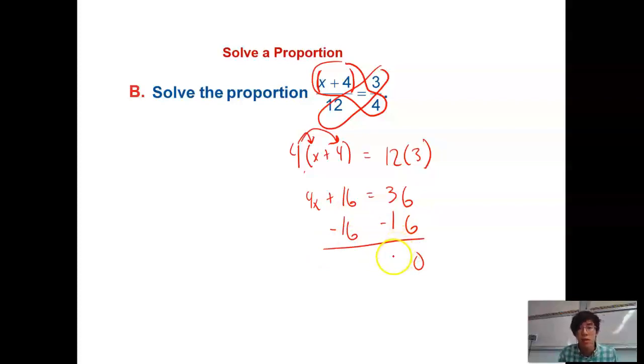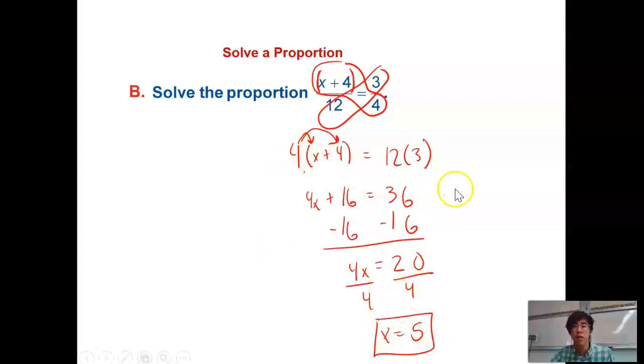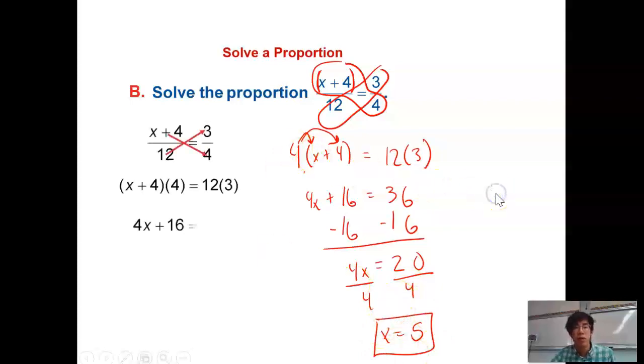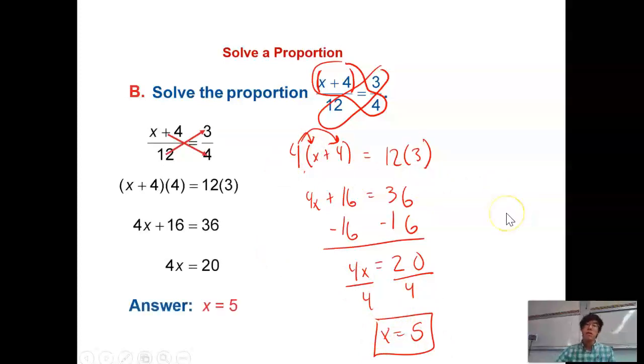And 20, that was it, for 4x. And then last step is going to be to divide both sides by 4, giving me x equals 5. And that's for this type of problem. Whoopee! Okay. So it's just a little extra step.